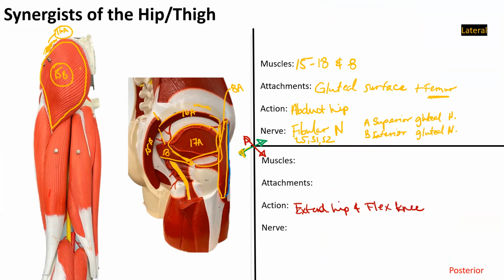So since that's going to do extending the hip and flexing the knee, it has to span two joints. So you're talking about spanning the hip joint and the knee joint here. That means you're going to see that these muscles come up to the backside of the coxa. The best thing on the backside of the coxa, which is not too high, is going to be the ischial tuberosity.